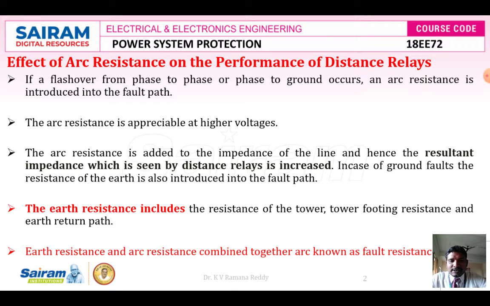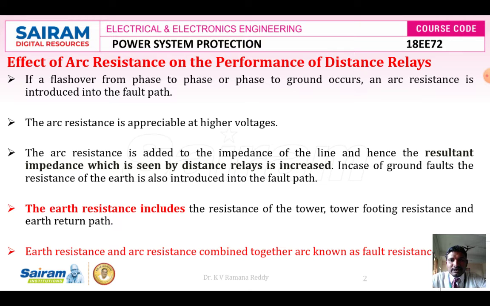In the case of ground faults, the resistance of earth is introduced into the fault path. The earth resistance includes the tower footing resistance and the earth return path. Also, earth resistance and arc resistance combined together are known as fault resistance. So whenever fault resistance is present, the distance relays won't function in an appreciable way. Here we discussed arc resistance and how it has an impact on the performance of the distance relays.